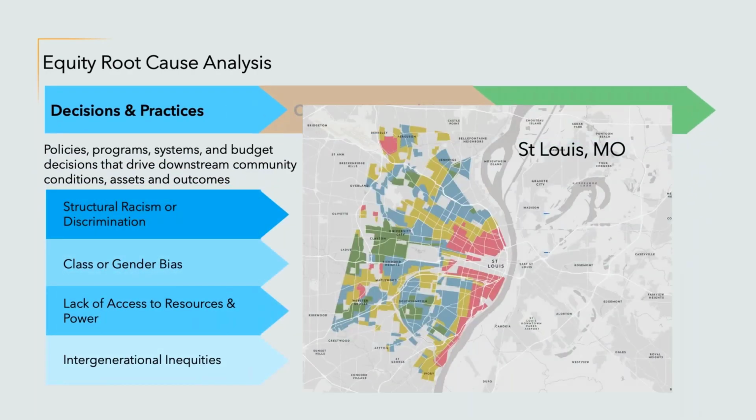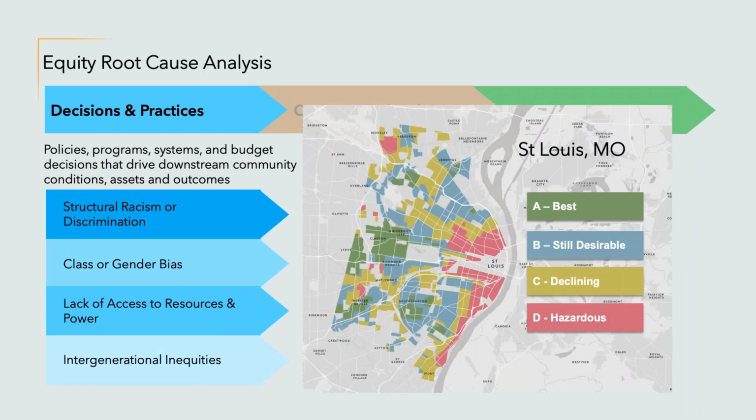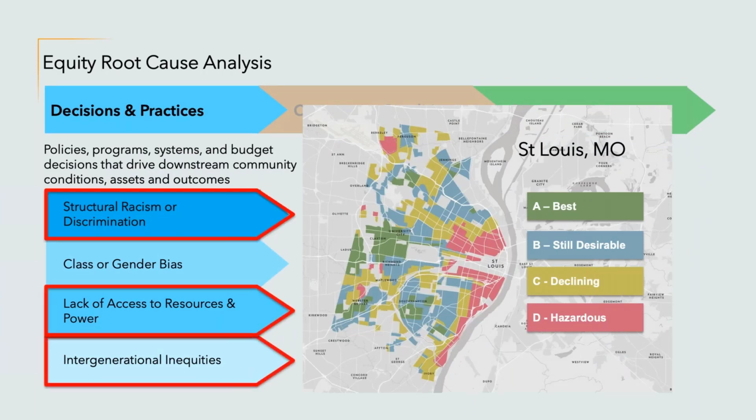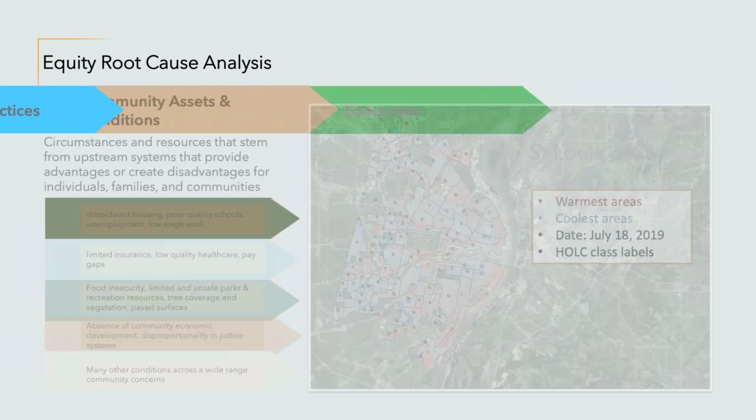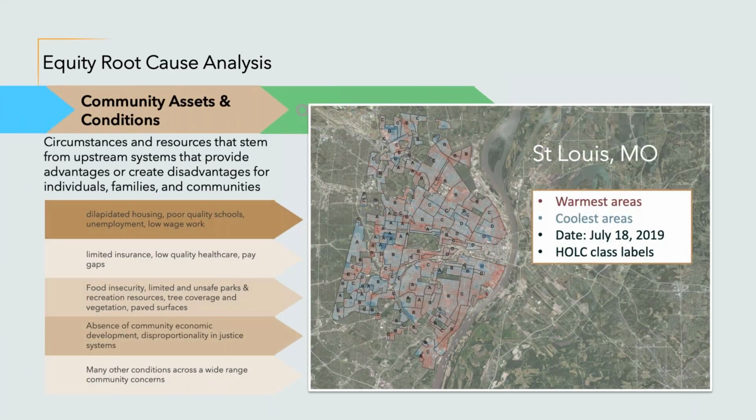So if we look at St. Louis, Missouri, where families and communities face a history of discrimination based on race, immigration status, and other social identities due to policies like redlining and racial covenants.